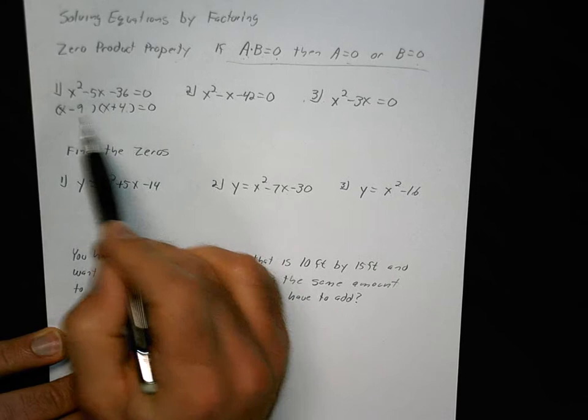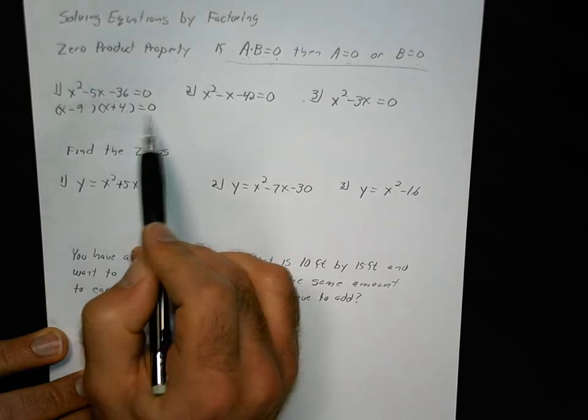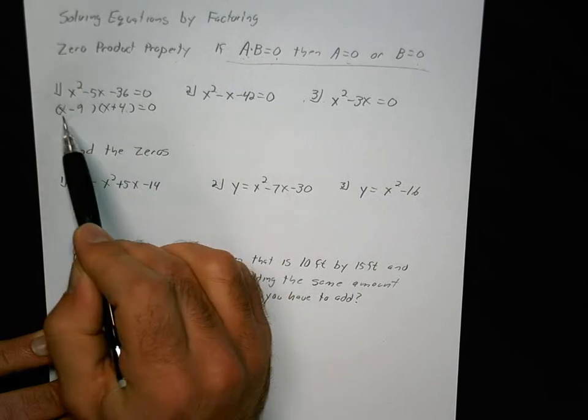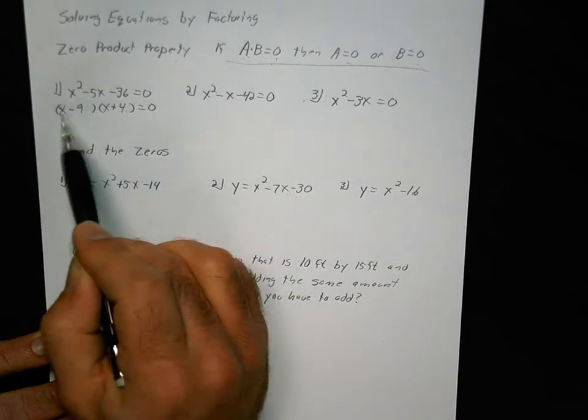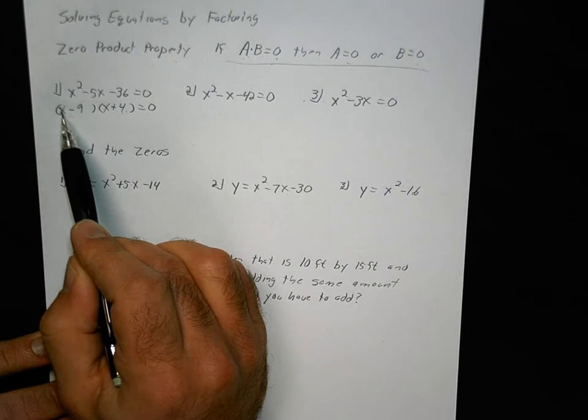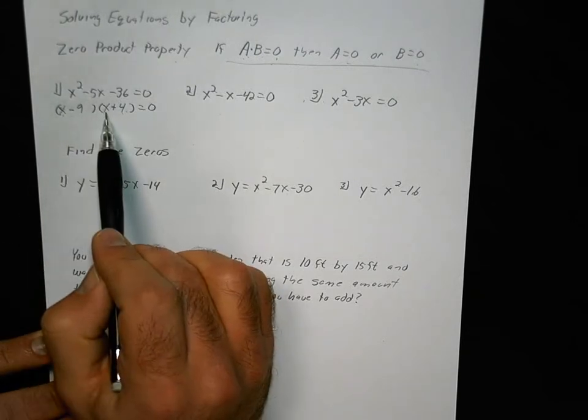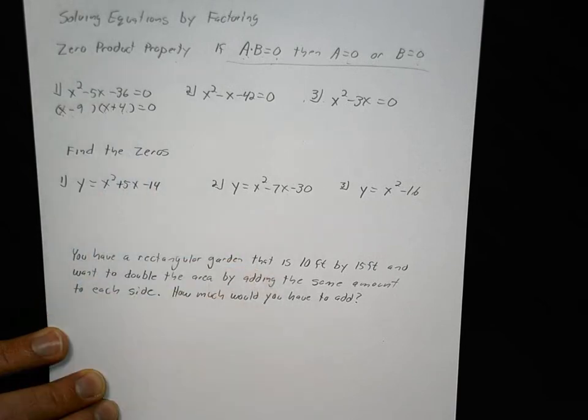So if I multiply these two things together and I get 0, the only way I'm going to get 0 is if this is 0 or this is 0. So what would I have to plug in for x to make this 0? Well, it would have to be positive 9, right? Because 9 minus 9 is 0. This would have to be negative 4, because negative 4 plus 4 is 0. So those are the two solutions to the equation.